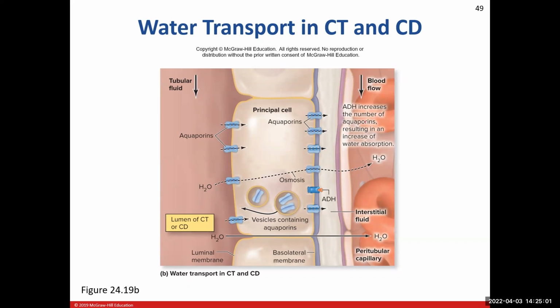This hormone is going to increase the number of aquaporins. Aquaporins are those channels designed to help facilitate the movement of water across the plasma membrane. So the more aquaporins that are available in the plasma membrane allows for water to easily move across the plasma membrane. So ADH helps to increase that number. So by increasing the number of aquaporins, we can increase water's reabsorption into our peritubular capillaries there.